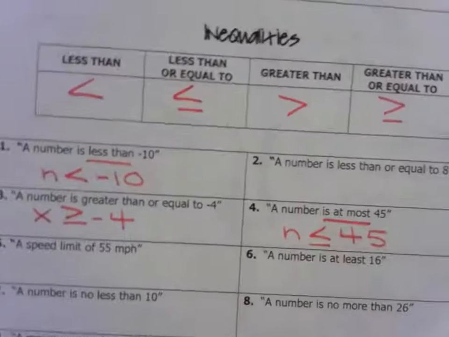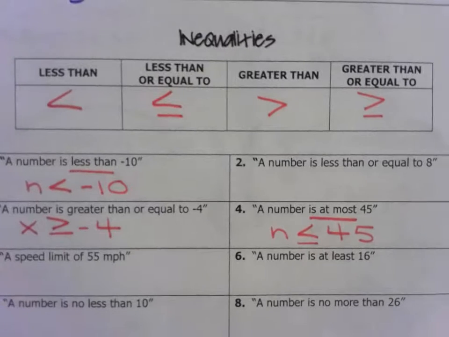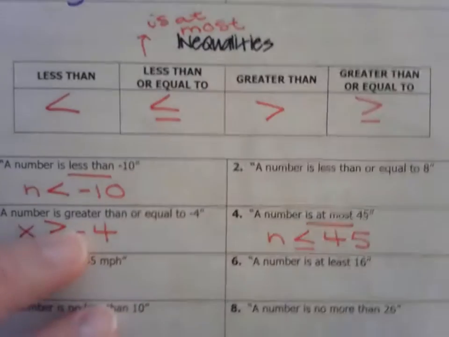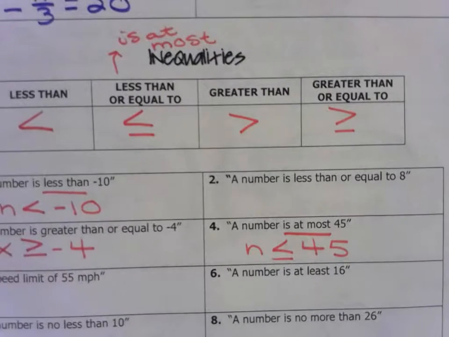So let's make a note of that. The less than or equal to symbol is also is at most. Write that up here, that phrase. Is at most will mean less than or equal to. So if you see the phrase is at most, it's less than or equal to. Okay, let's look at 5. Any questions so far?